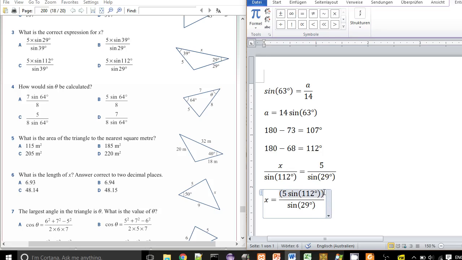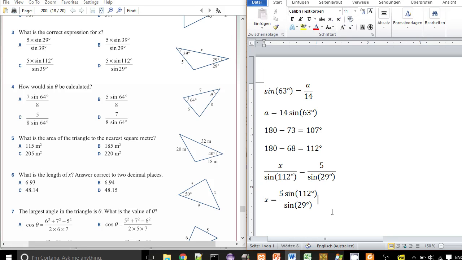Hang on, let's try to... Are you kidding me? You can't just delete the brackets? This is all part of one thing. Oh boy. I don't get it sometimes. Whatever. Okay, so there we go. Which one is it? This one, I think. Oh no, sine 29. This one.